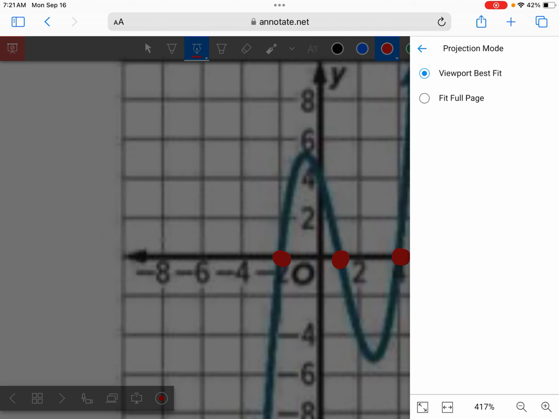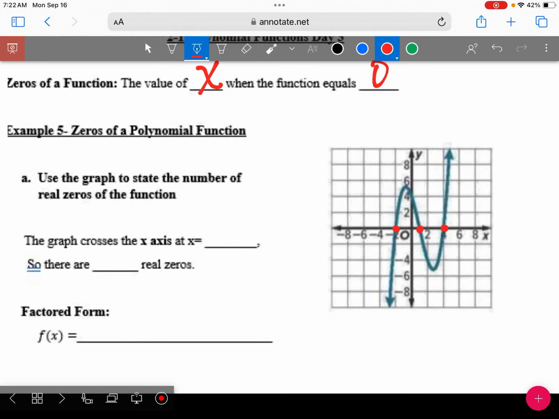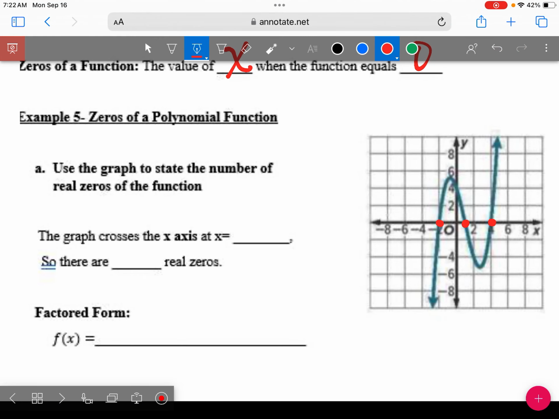The first place it crosses would be at -2. The second place is at 1. And the third place would be at 4. So let's go ahead and write those numbers. So it says the graph crosses the x-axis at -2, 1, and 4. So there are 3 real zeros. There's 3 of them because I put 3 red dots on the graph.